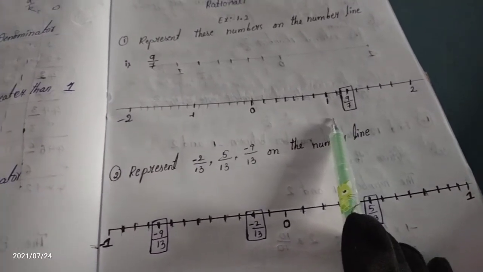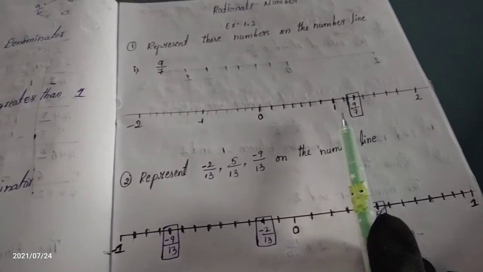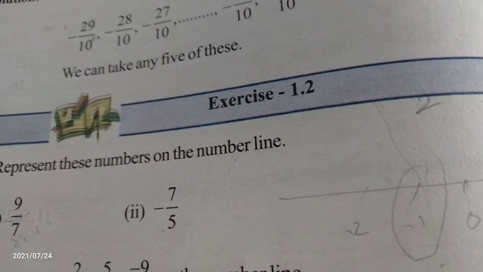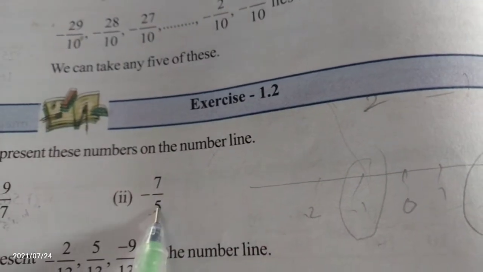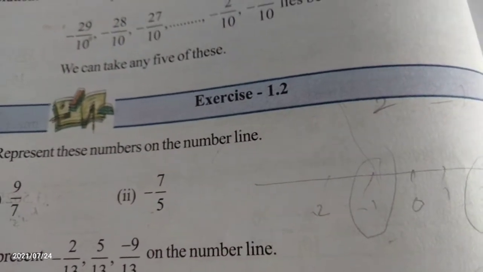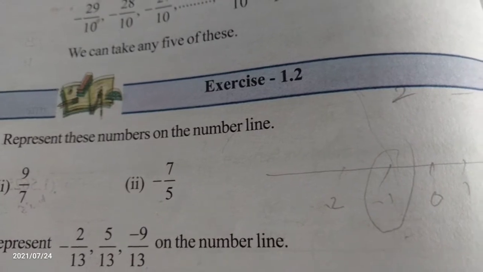Can you understand this question? The second one is your homework: minus 7 by 5. You have to take a number line: 0, 1, 2 and minus 1, minus 2. It is also an improper fraction.